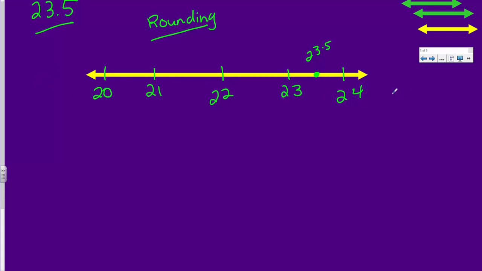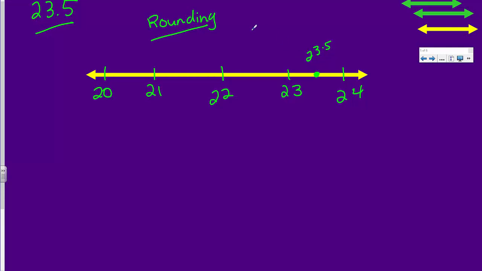I do like my lines this way, not vertical. So that lets me know that right there, it's right in the middle. 0.5 is half. So the dot, or this point, this value, is exactly in the middle. It's no closer to 23 than it is to 24. It's right in the middle.